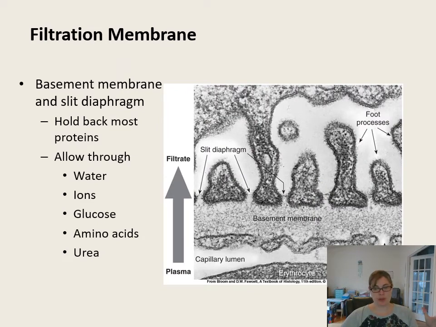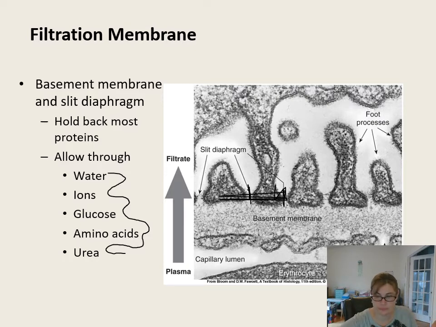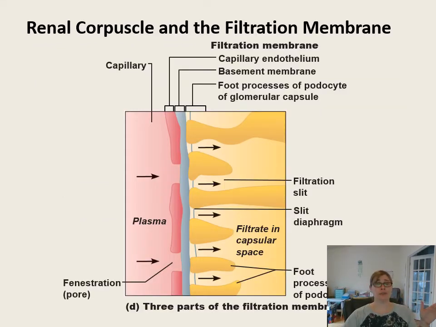You don't need to memorize what this picture looks like, but this is what we would see with an electron microscope. This is not in your textbook. Hopefully you can see that there are spaces that are going to filter things by size. Some things can go through, some things cannot. Things that can go through: water, a lot of the things that are dissolved in water, and really tiny things. Water, ions, glucose, amino acids, urea. Different view, same thing.